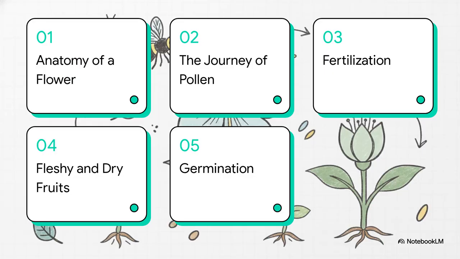Here's the roadmap for today. First, the anatomy of a flower. Then, the journey of pollen. After that, fertilization. Next, we'll crack into fleshy and dry fruits. And finally, we'll wrap up with germination.